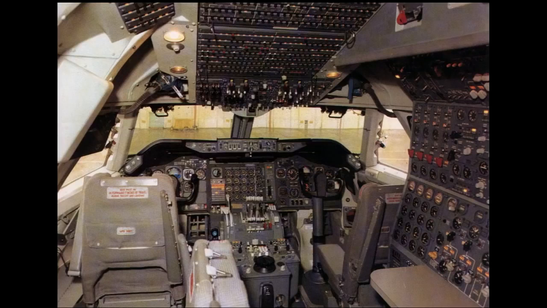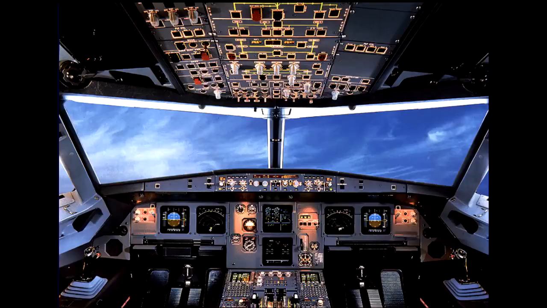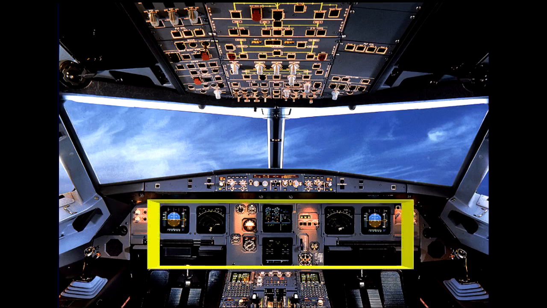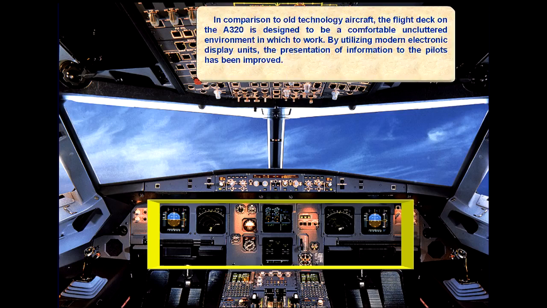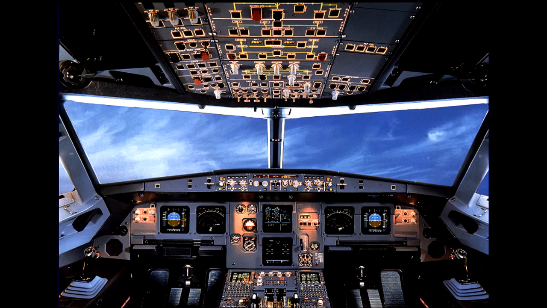In comparison to old technology aircraft, the flight deck on the A320 is designed to be a comfortable, uncluttered environment in which to work. By utilizing modern electronic display units, the presentation of information to the pilots has been improved. The Electronic Instrument System, EIS, consists of 6 identical full-color cathode ray tube display units. The EIS is divided into 2 subsystems.